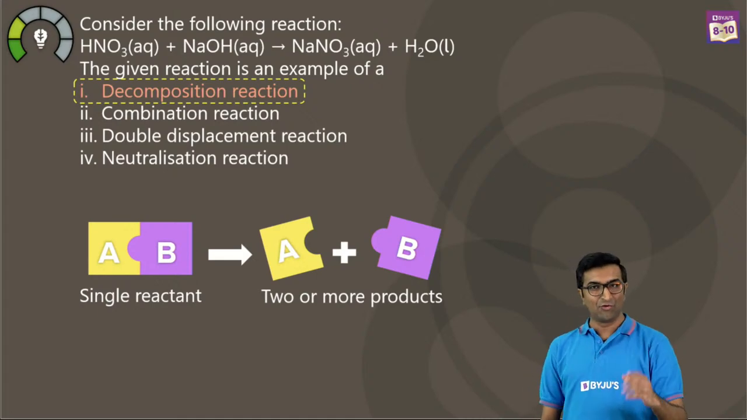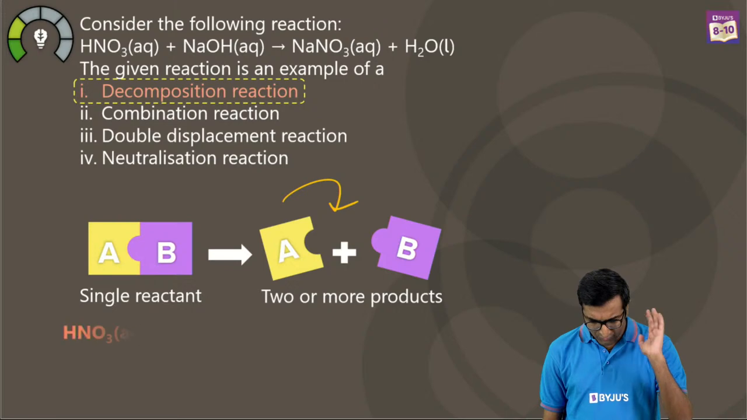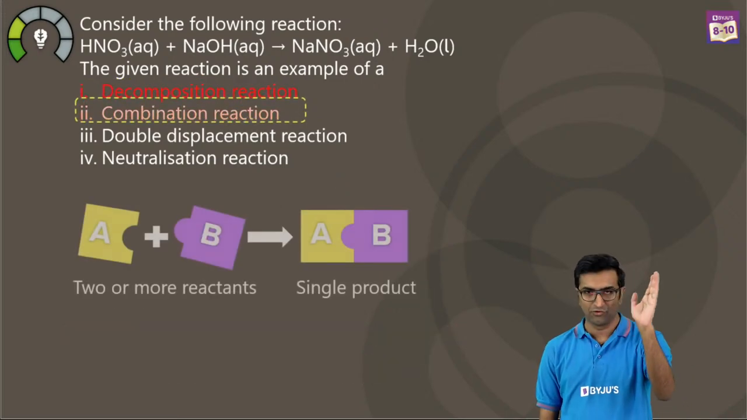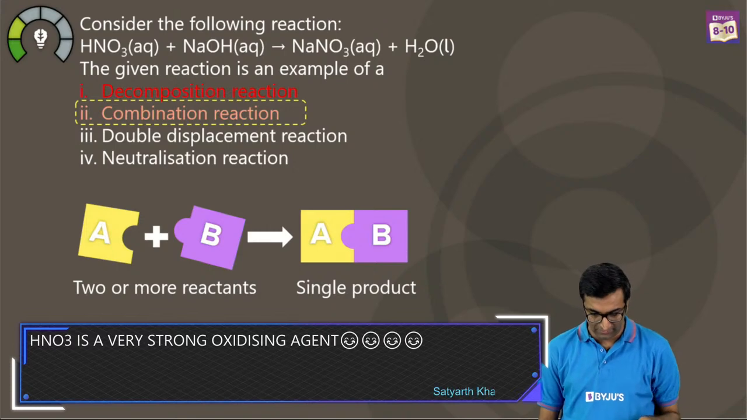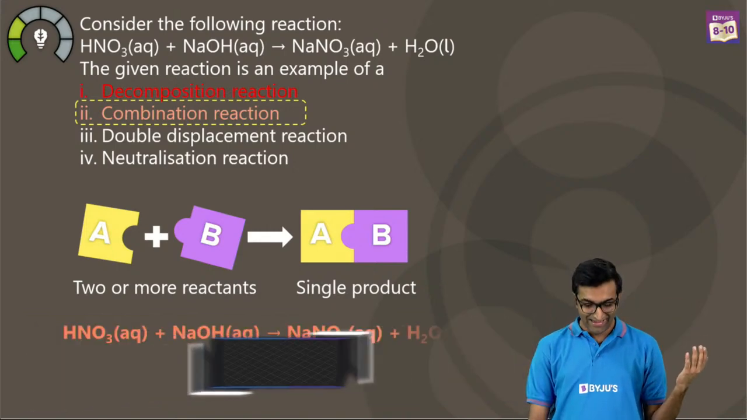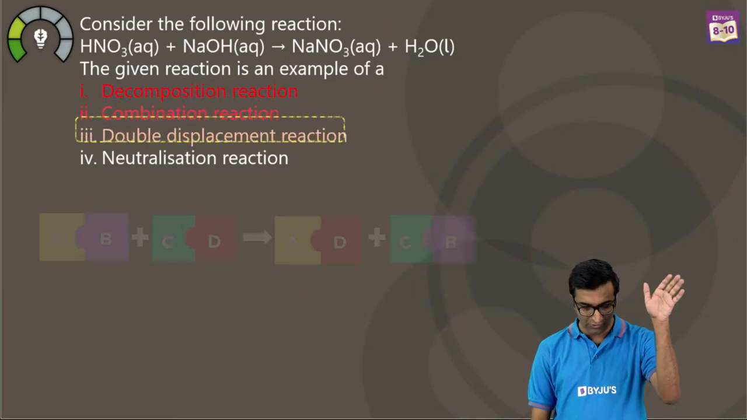Okay, what is a decomposition reaction? Quickly go over this. Single reactant giving you two or more products, right? I don't think that's what's happening here. You have clearly two reactants, two products. So we're going to mark that in red. That's not happening. Combination is two or more reactants giving you one product. Definitely not it. Because you've got two reactants, two products, cross this out as well.